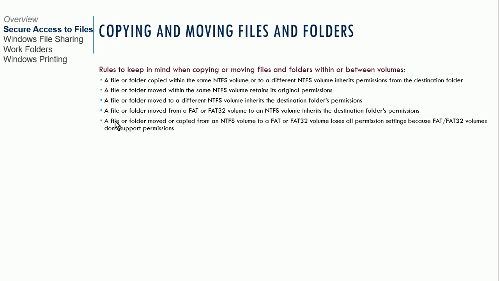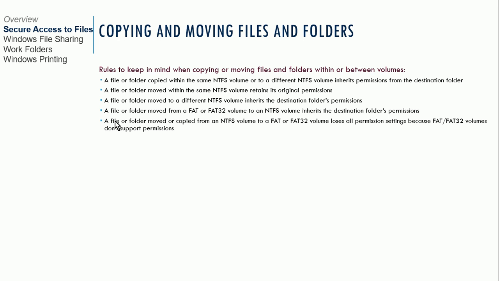And finally, a file or folder that is moved or copied from an NTFS volume to a FAT volume loses everything. What this means is that if you move or copy a file to a FAT32 partition, then delete it in NTFS and later on move it back, the file permissions are instead going to be inherited. Any changes you made to the permissions in that file since you moved it are going to be lost when you move it back from FAT32, because there are no file permissions in FAT32 or FAT. They simply didn't exist back then. So those are the 5 things you have to keep in mind when you're moving and copying files.